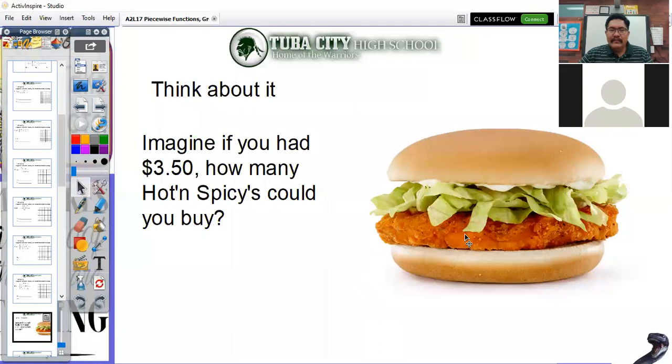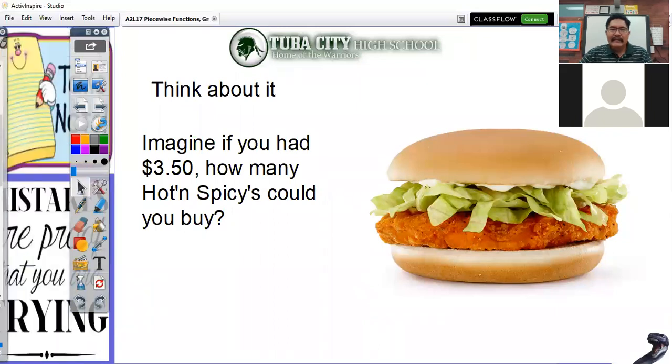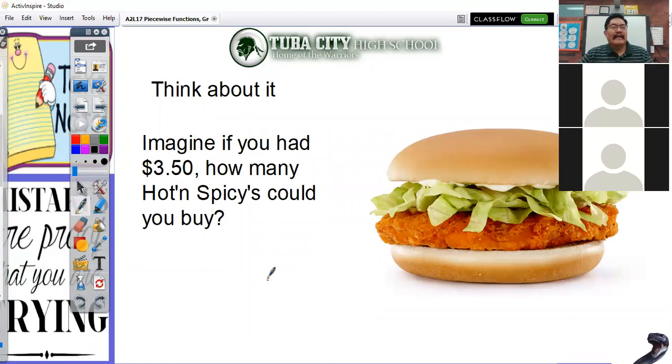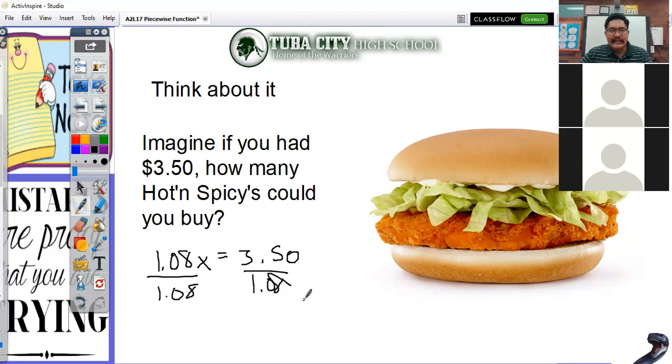So imagine if you had $30. How many hot and spicy sandwiches could you buy? If I ask you this, you probably already know the answer, but if you were going to try to do this mathematically, you might say, okay, well, let's see. A hot and spicy is about $1.08, and x is the number of hot and spicies that you can buy. So if I divide both sides by $1.08, that'll give me exactly how much I need to buy.